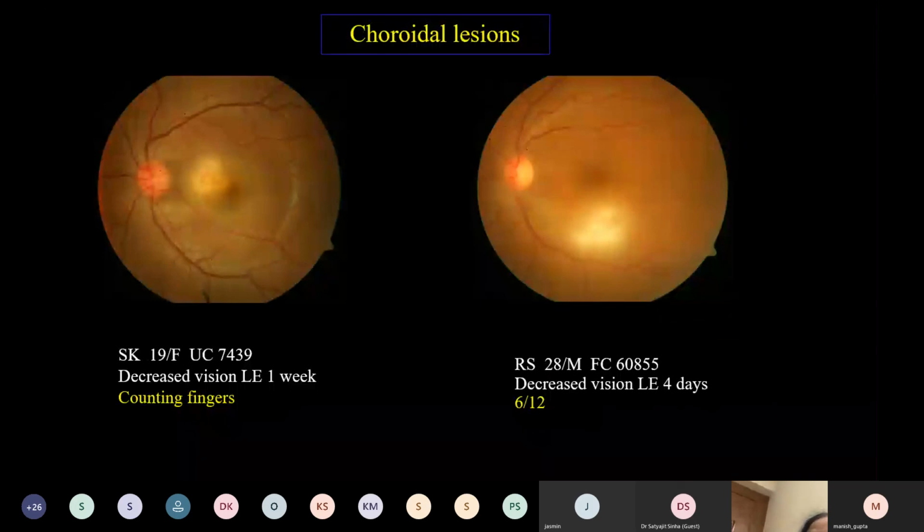Both these lesions are in the posterior pole. So why is it that one lesion is causing so much decreased vision and the other lesion is not? Now let's see the configuration of these lesions. The one on the left is a deep lesion surrounded by exudative retinal detachment. The one on the right is a fuzzy lesion. It's not very well demarcated. It's superficial. It's feathery in appearance, and it doesn't have any exudative detachment around it. Now, what next do we do?